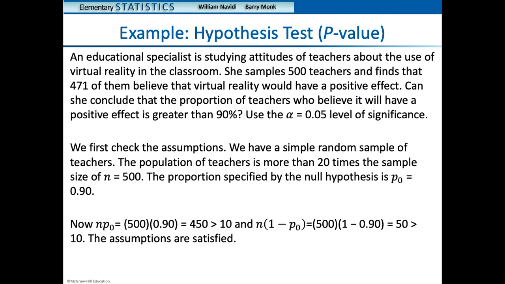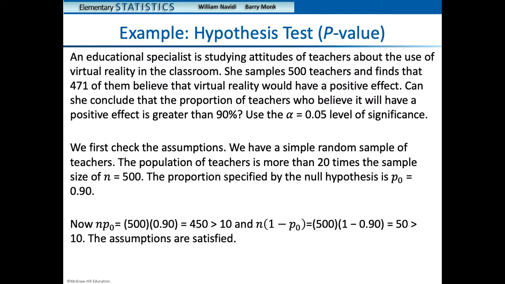The proportion specified by the null hypothesis will be the 90% or 0.9. So to check our sample size requirement, we compute n times p sub 0, which will be 500 times 0.9, which equals 450. That is greater than 10. And then n times 1 minus p sub 0 is 500 times 1 minus 0.9, and that is equal to 50. And that is also greater than 10. So all of our assumptions are satisfied, and we can treat the sampling distribution as a normal distribution.